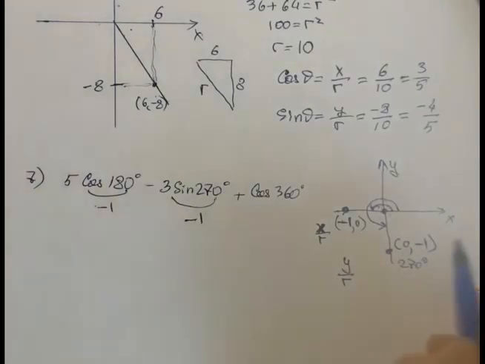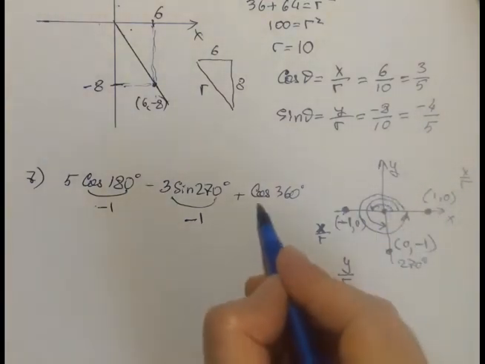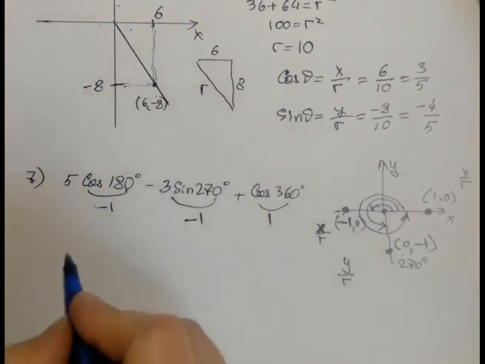Cosine of 360 degrees. 360 is 1 complete rotation. So if we are on the unit circle, we will consider this point. Its coordinates are (1, 0). The x coordinate is 1, the y coordinate is 0. So we are interested in the cosine of this angle. Cosine is x over r, so 1 over 1. So cosine of 360 is 1.